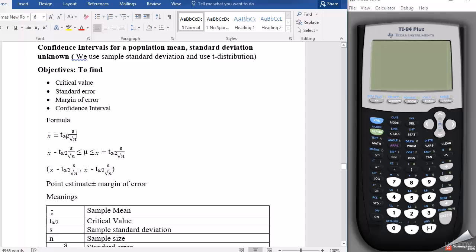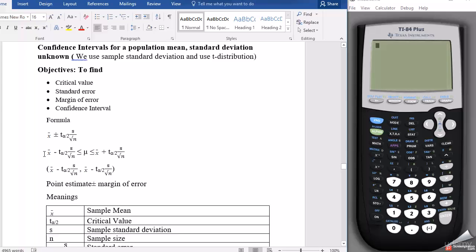Okay, so you have t alpha over 2, the critical value, and then for the standard deviation part, we used the population standard deviation when we knew it. But since we don't know the population standard deviation, we're using the sample standard deviation. Okay, so the margin of error is still the critical value times the standard error. t alpha over 2 is the critical value, s over square root of n is the standard error.